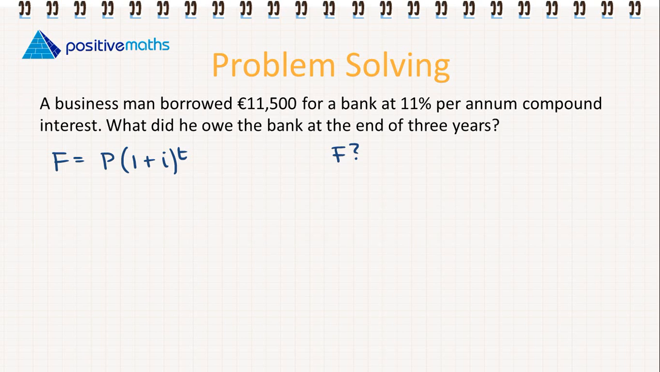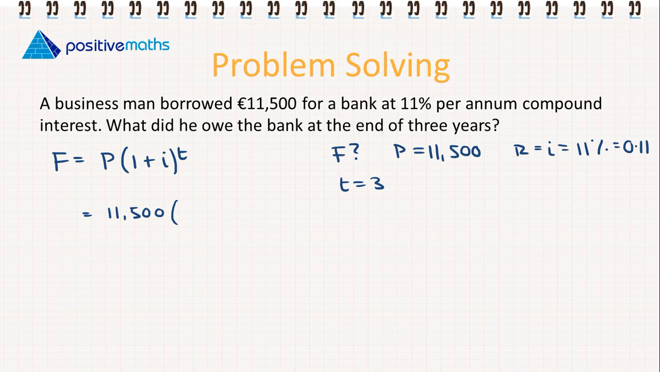So we're looking for F, we're looking for the final amount. Our principal is equal to 11,500. Our rate is equal to our I, which is 11%, which is 0.11. And our time is equal to 3. Okay, so our principal, 11,500, multiplied by 1 plus 0.11 to the power of 3. So we have 11,500 multiplied by 1.11 to the power of 3.